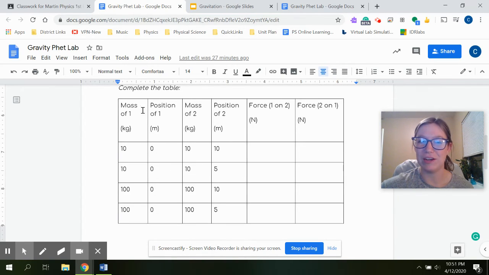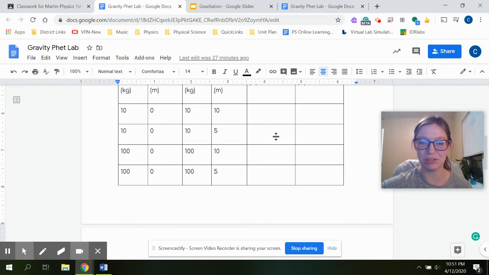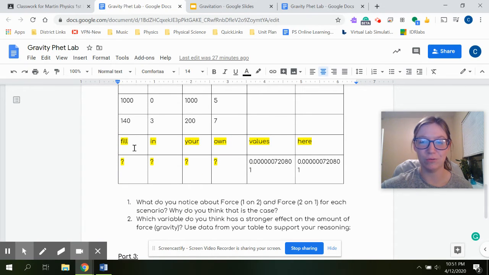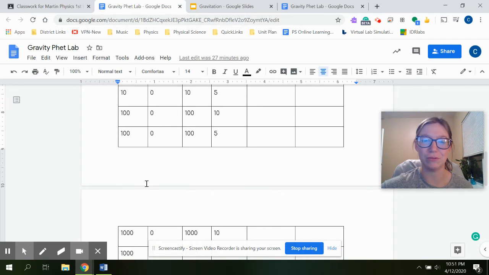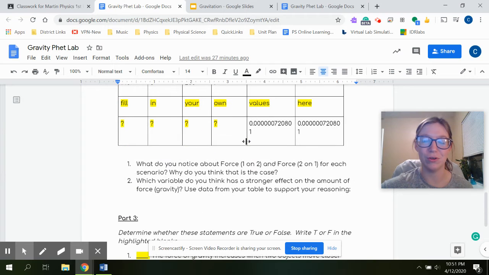One of them is filling out a chart. So you play with the masses, you play with the positions, and you just write the numbers that they give you. Okay? You're filling your own values here. That means make it up. And by make it up, I mean like fill out this one, but just make up numbers. Don't invent numbers.